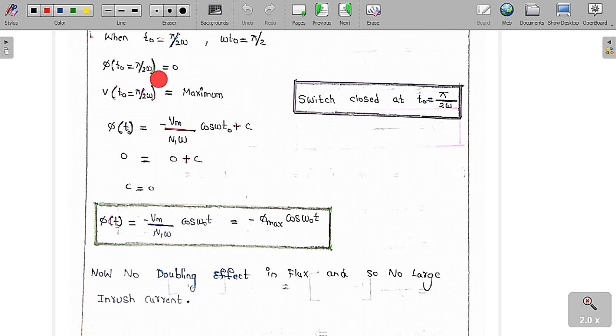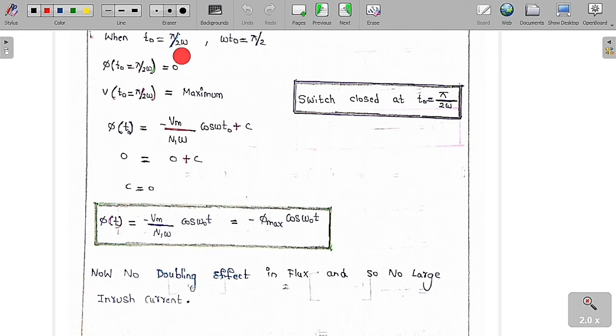What must we do in order to eliminate this huge inrush current? If we remove this doubling effect, then we have removed all these problems of huge inrush current. How to remove this? I am going to use one small technique. Instead of closing the switch at t naught is equal to 0, I will try to close the switch at omega t is equal to pi by 2. So at omega t is equal to pi by 2, I am going to close the switch. Then I will see what is going to happen.